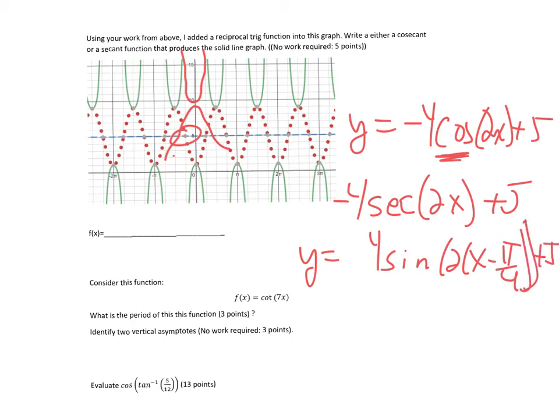plus 5. So if I'm going to use a cosecant graph, I just replace the sine with the cosecant, and everything else stays the same.